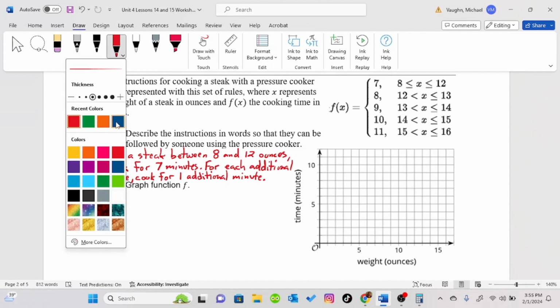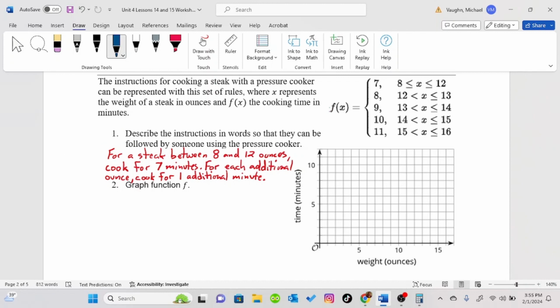And now they want us to graph the function. So our first rule the values of x are 8 to 12, both included, and the y value is 7. So we go over to x equals 8, and we go up to y equals 7, and we put a solid dot. Then we go over to x equals 12, up to y equals 7, and we put another solid dot. And then we draw the line that connects them.